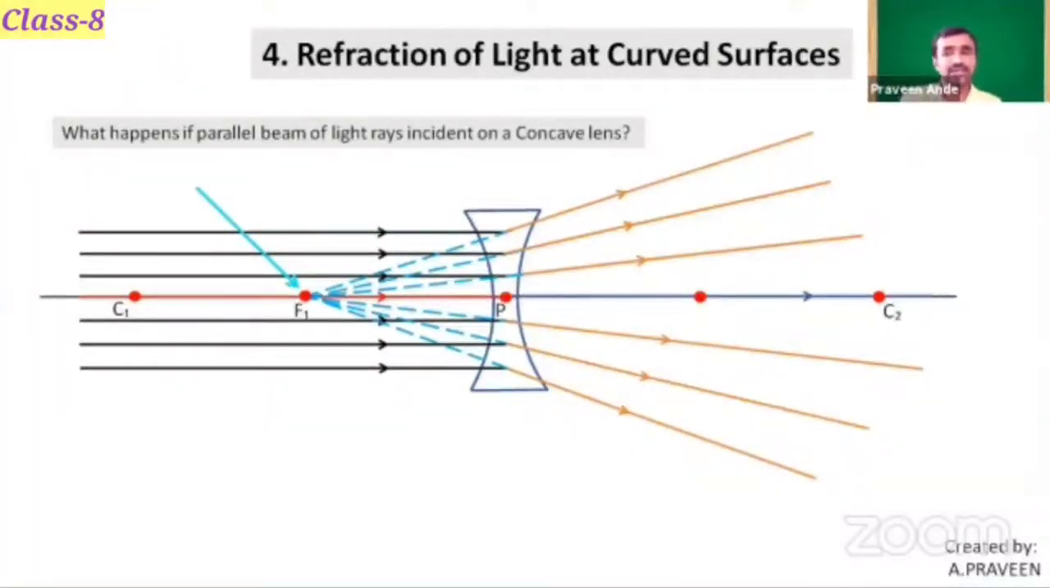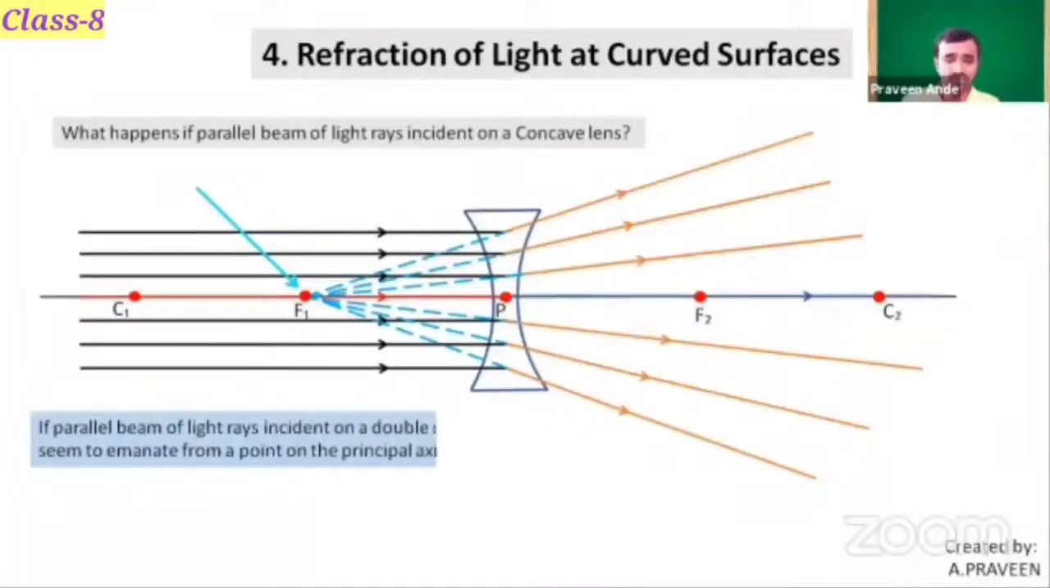Okay. What about the right side? If you change the incident light ray direction to the opposite, what happens? That focus also changes towards that side. So that is named F2 here. Next, look at what happened, what generalization we are giving. If a parallel beam of light rays is incident on a double concave lens, they seem to emanate from a point on the principal axis after refraction. Do you understand this sentence? Is it clear now? They appear to diverge from the focus.